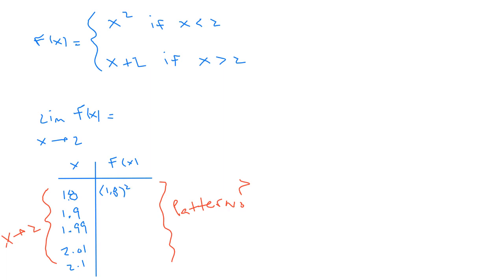And then I'll get my calculator and figure out what that is. 3.24. Yeah. So then I get a number, 3.24. Then with 1.9, I get 3.61. And 1.99 squared, I do that, and I get 3.96.